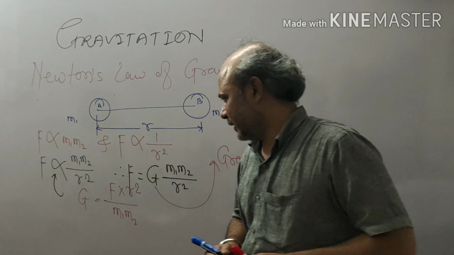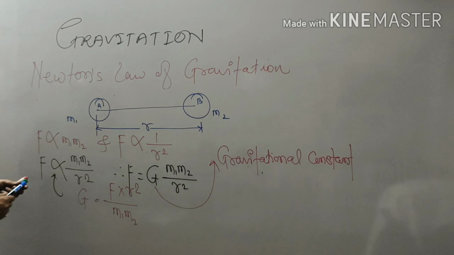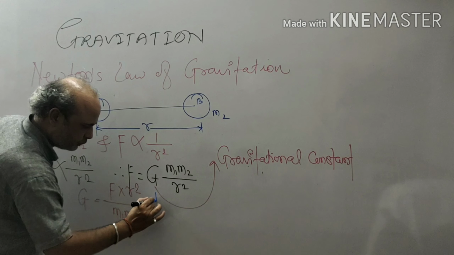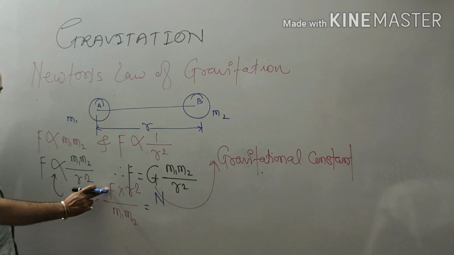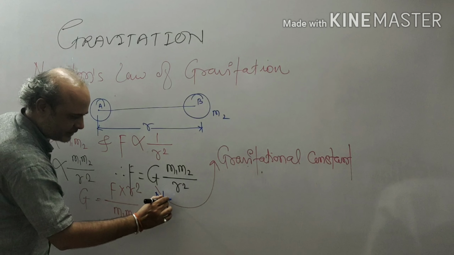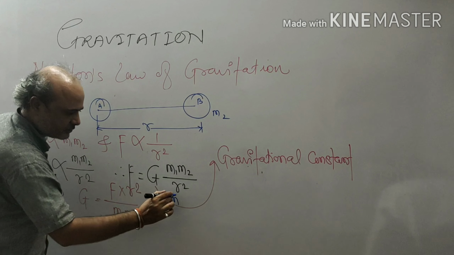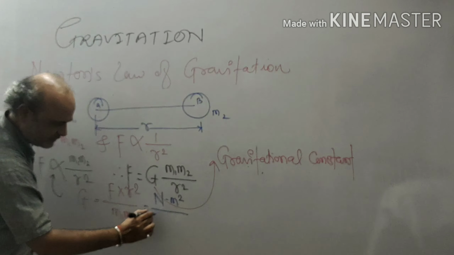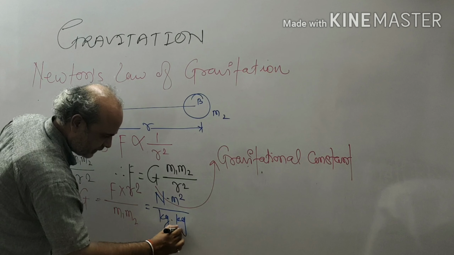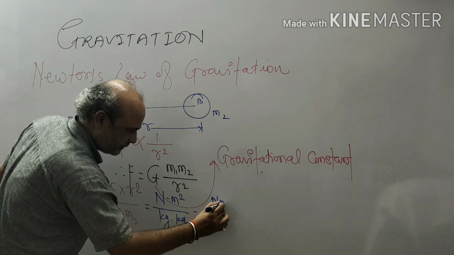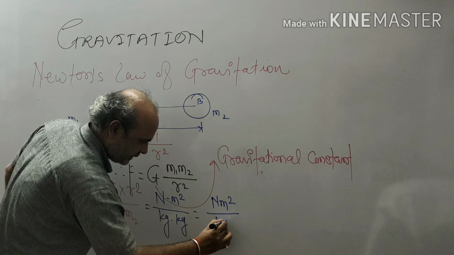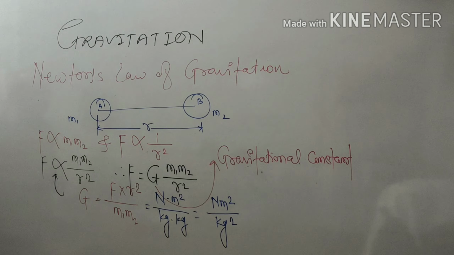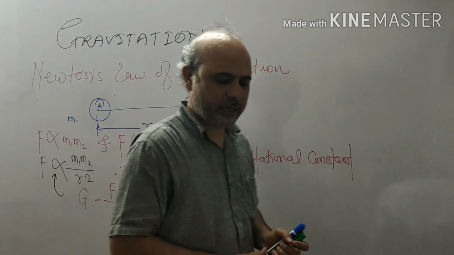Clear? Now student, we will find the unit of G. So what will be the unit of G? Force is measured in Newton. R is the distance, and distance is measured in meter, so r square is meter square, upon mass, which is measured in kg, so kg into kg. So this will be Newton meter square per kg square. So the unit of G is Newton meter square per kg square.